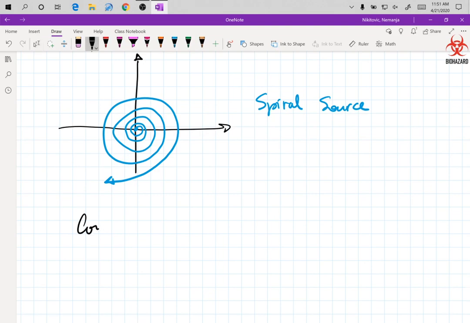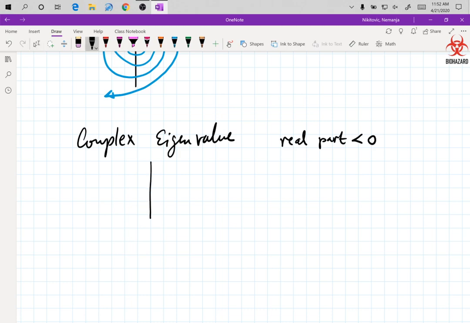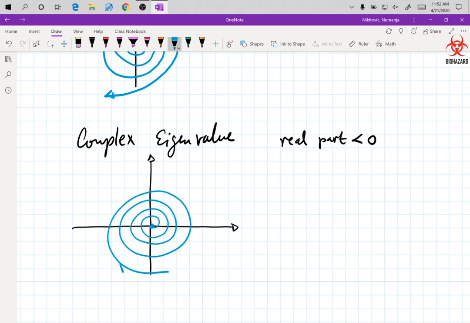And complex, last case, complex eigenvalue real part less than 0, it's, should I say clearly, going to spiral in. I'm still going to draw from the center, but I'm going to flip my arrow, right, going inwards, right, and that's going to be called spiral sink.